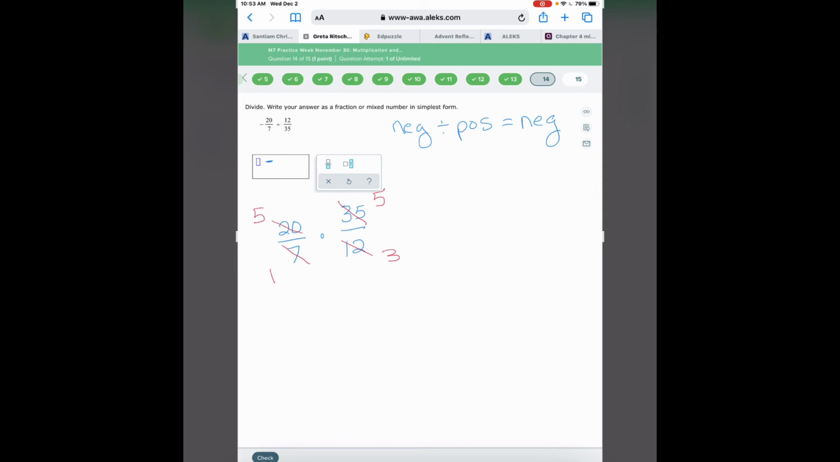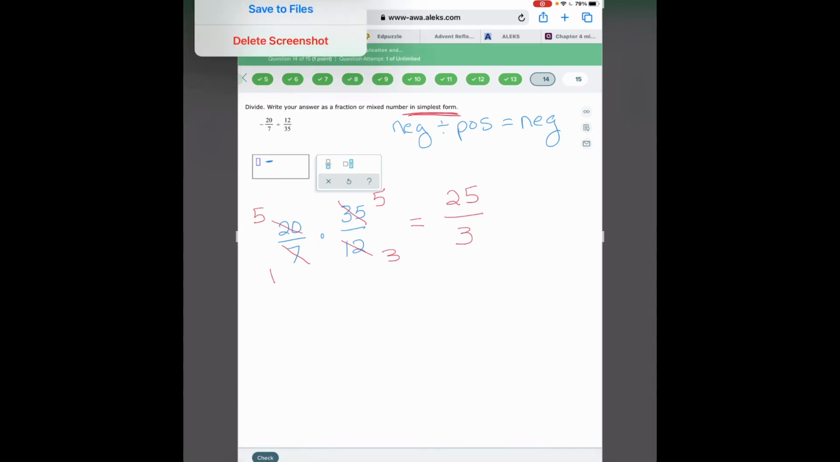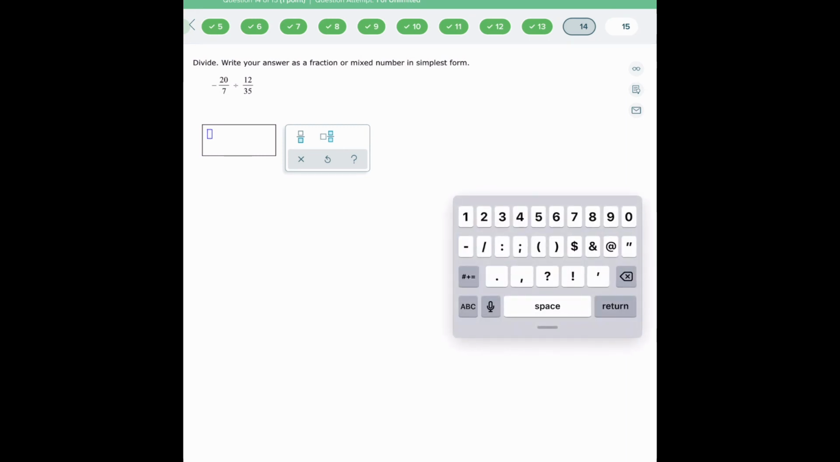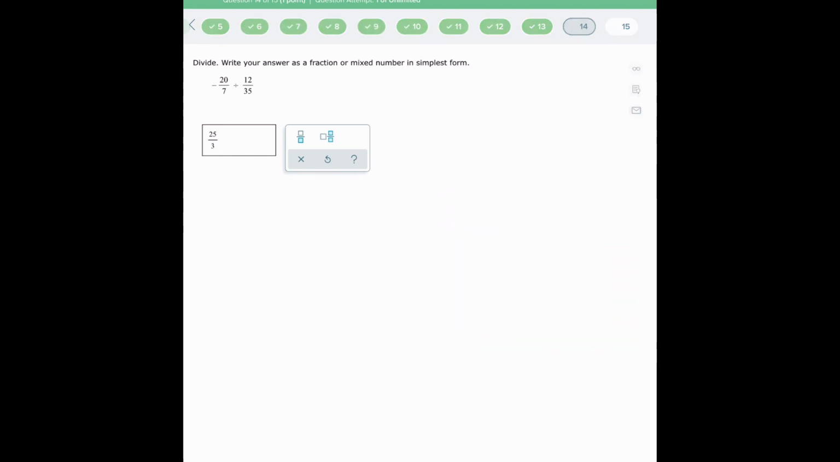If you didn't get that the first time and you got 10 over 6, you would see that they were still even numbers, and divide again, you'd be fine. You can do it that way. 5 times 5 on the top is 25, and 1 times 3 on the bottom is 3. I don't need to make this a mixed number. It just says simplest form. It doesn't say mixed number. And so 25 over 3 is going to be a perfectly good answer. It is reduced even if it's an improper fraction, which is fine.